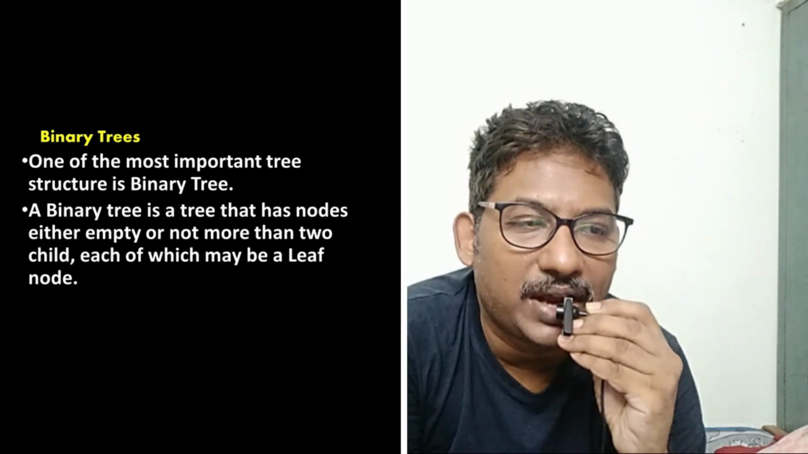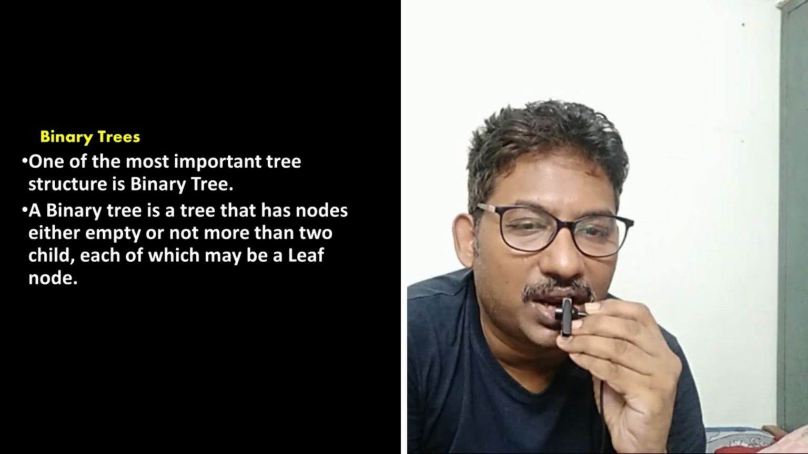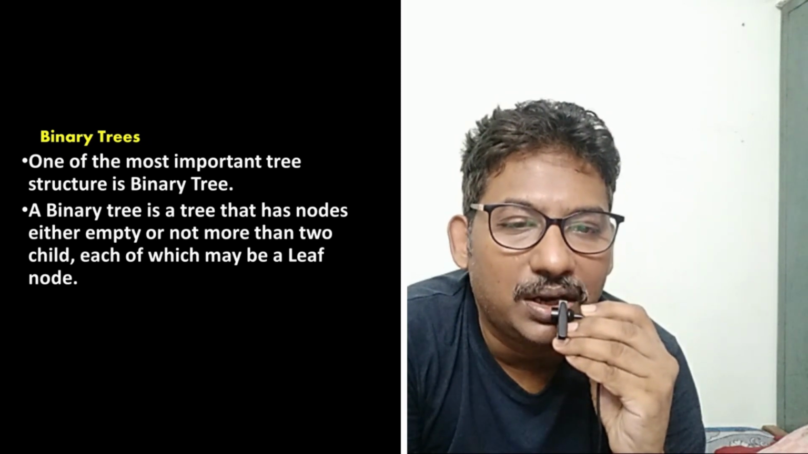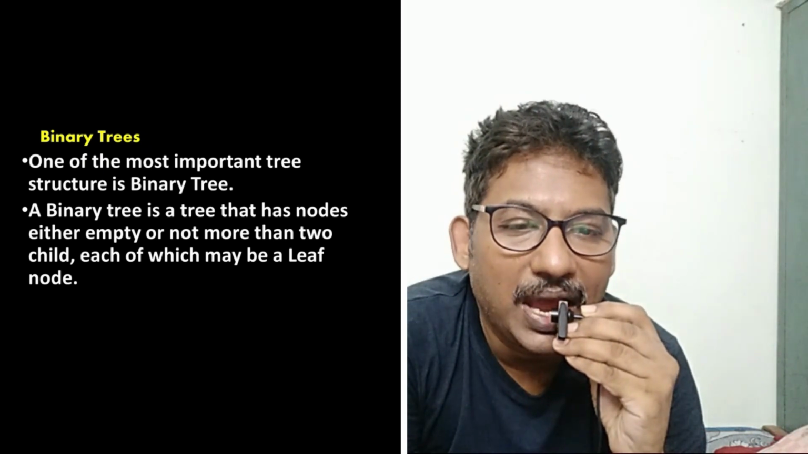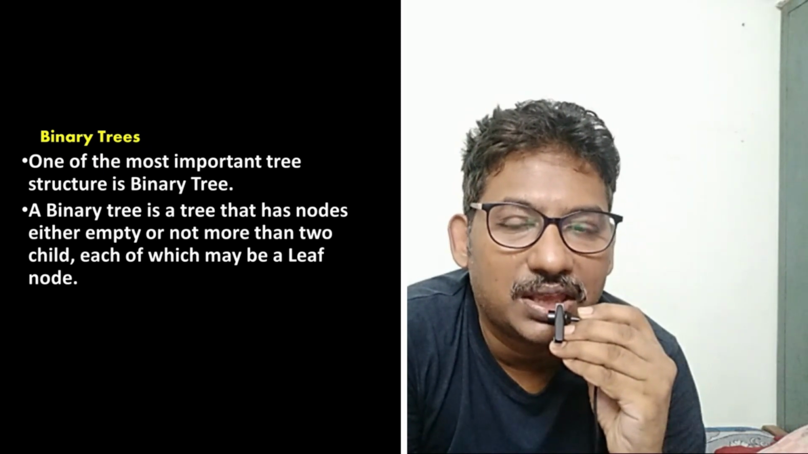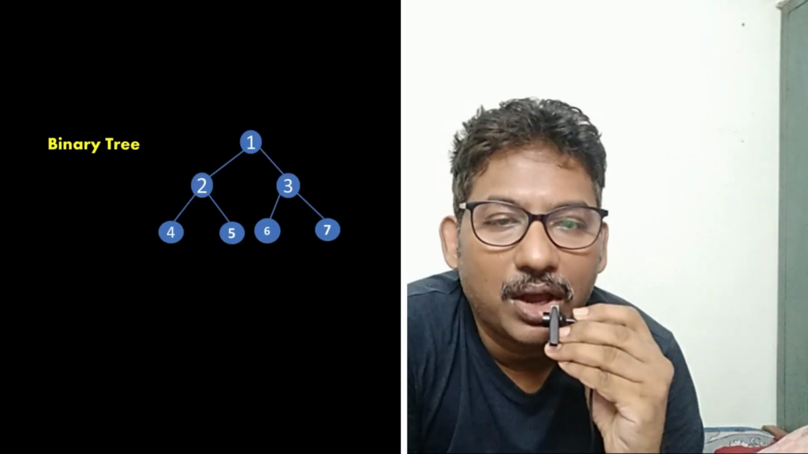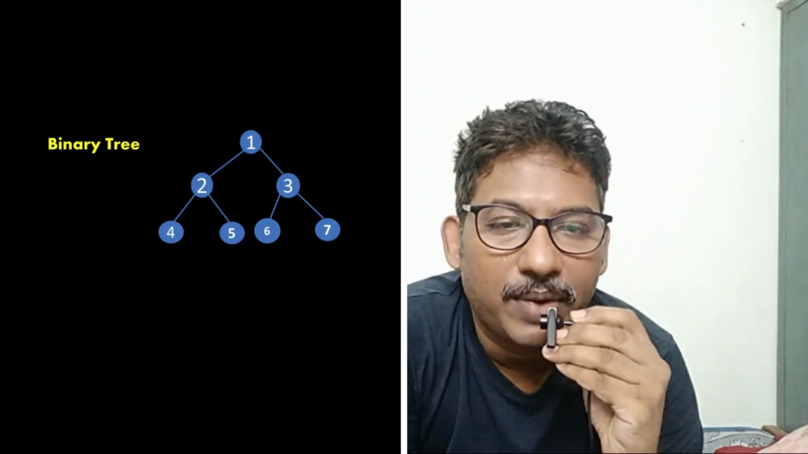Next comes binary trees. One of the most important tree structures is the binary tree. A binary tree is a tree whose nodes are either empty or have not more than 2 children, each of which may be a leaf node. This is the binary tree, the most important tree structure.